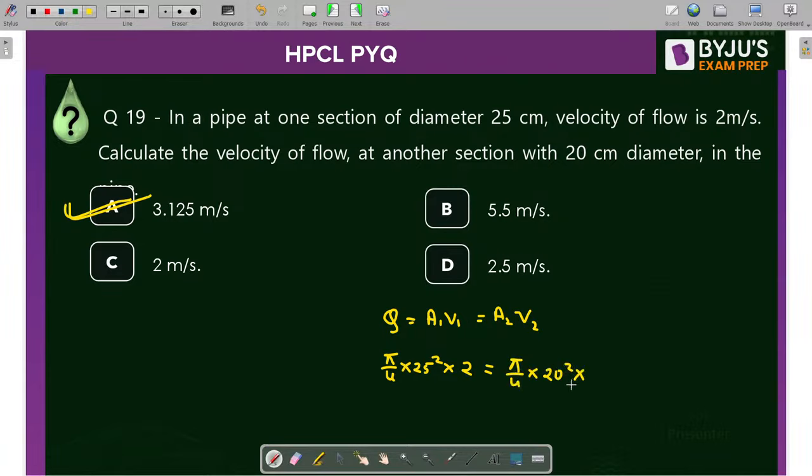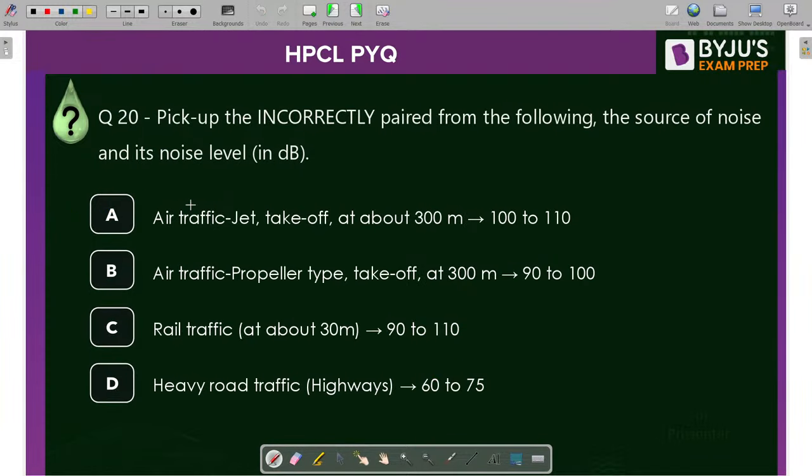We are not converting the unit over here. It is not required in this case. Why? Because this area is in centimeter square and the velocity is in meter per second. Again, this area is in centimeter square and the velocity unit is meter per second. You can cancel it and ultimately you will get 3.125 meter per second as the answer. Yes, continuity equation. Now the last question, guys, last question of the session.